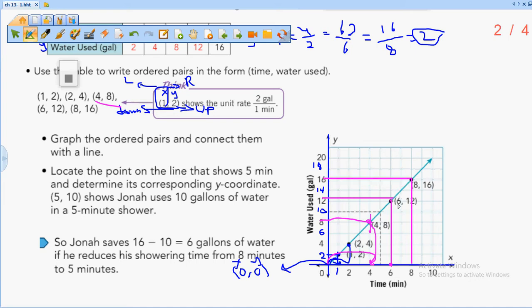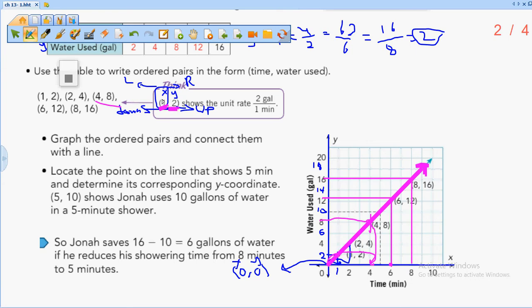So the intersect between them becomes here, and when it's 8, the value of y is 16. So when I finish representing the points, I have to connect between my points. I have to draw a line, starting from the origin point, and this line is rising up. Okay, boys? So this is how to show your points on the graph, or how to represent a proportional relationship.